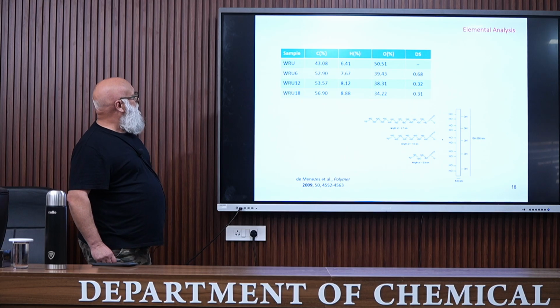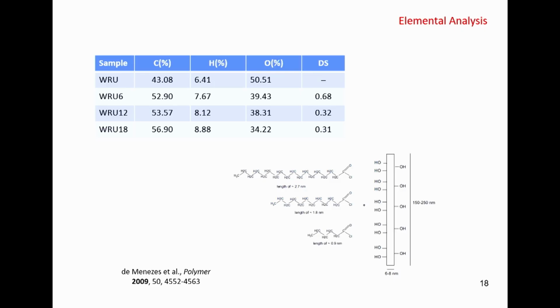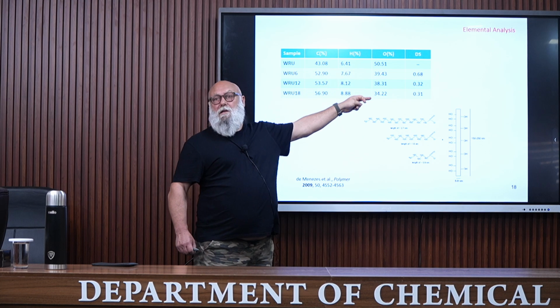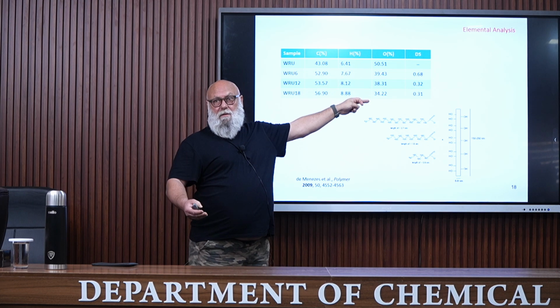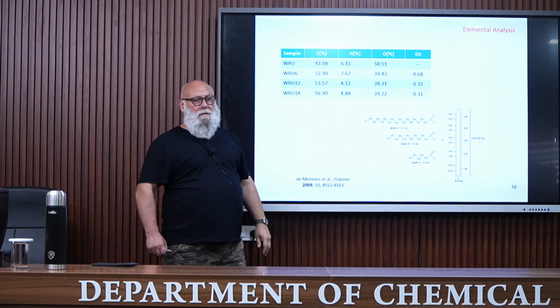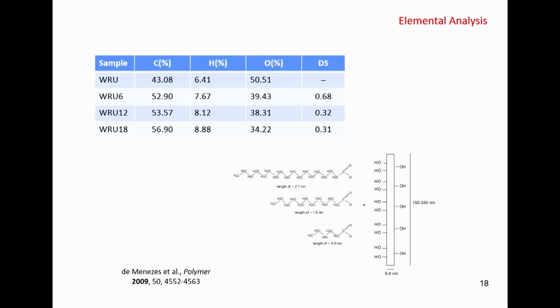Elemental analysis has been performed for the same sample. You have the percentage of carbon, hydrogen, oxygen, and the degree of substitution determined from the previous equation. And of course, what is expected when grafting this aliphatic chain is that the percentage of oxygen decreases because oxygen is mainly present in cellulose. But the percentage of carbon atom should, of course, increase.